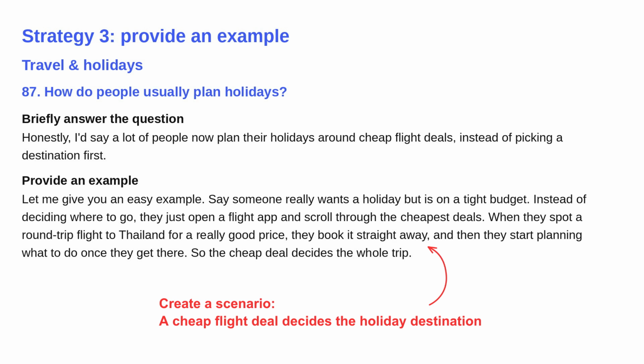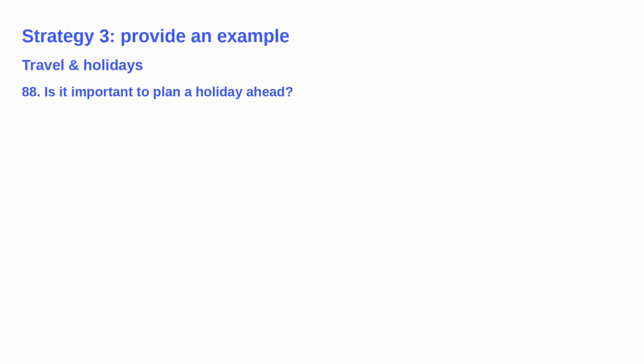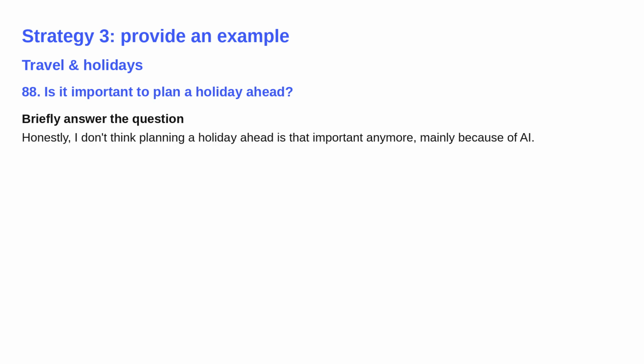When they spot a round-trip flight to Thailand for a really good price, they book it straight away, and then they start planning what to do once they get there. So the cheap deal decides the whole trip. That being said, some people still plan the careful, old-fashioned way. They pick the exact place they've always dreamed of, then spend weeks researching the best hotels and booking everything in advance. Is it important to plan a holiday ahead?